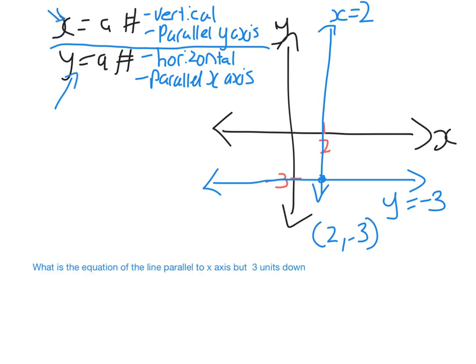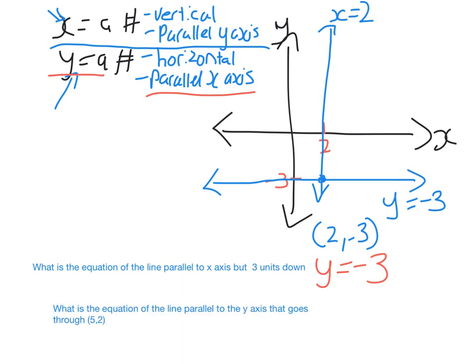So if I'm asked a question like, what is the equation of the line parallel to the x-axis but 3 units down? So remember, if it's parallel to the x-axis, then it's y equals a number. 3 units down means it's 3 units below the x-axis. So that's the one we just graphed, y equals -3. That is the equation.